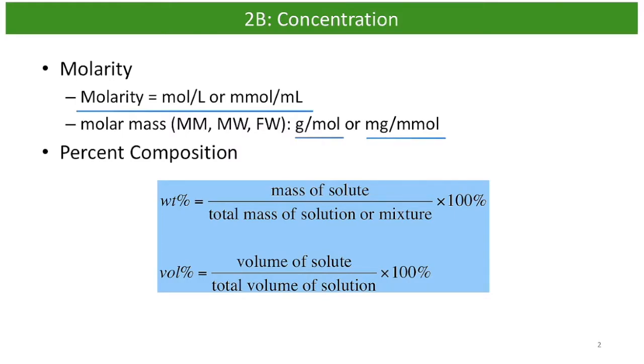Percent composition, you may or may not be familiar with this. Okay, so we have a weight percent. That could also be shown as percent weight over weight, and that is just going to be the mass of the solute divided by the total mass of the solution or mixture times 100%. And a volume percent is a similar calculation, just using the volume of the solute and the total volume of solution, and that can be expressed as percent volume over volume.